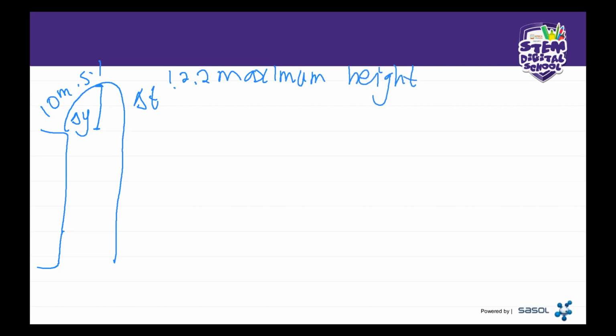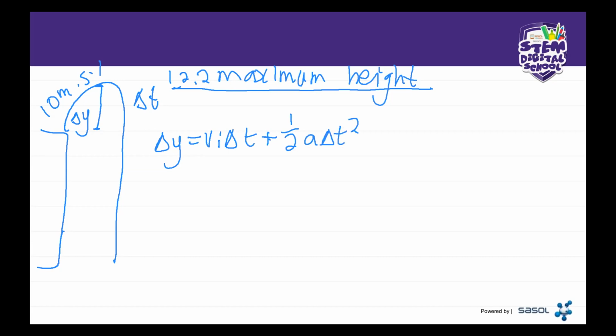Okay, so how are we going to find the maximum height? First, as usual, we're going to have to find a formula that has our change in Y. So what do we know about our formulas? We know that there's the one that says change in Y is equal to initial velocity times change in time plus a half a change in T squared.